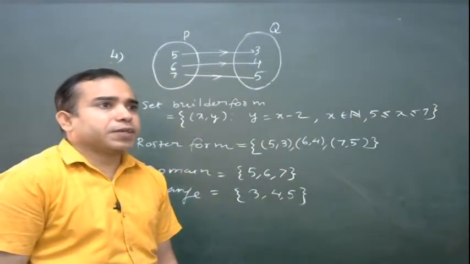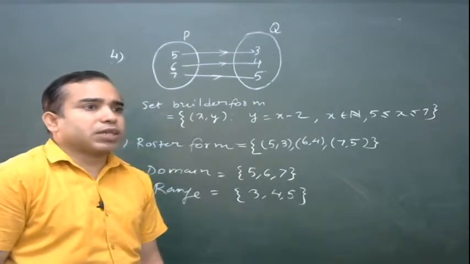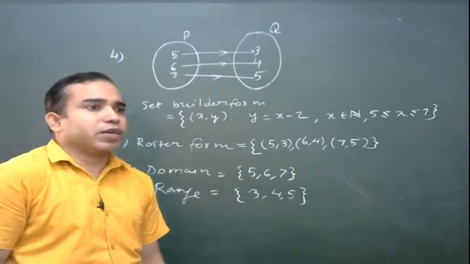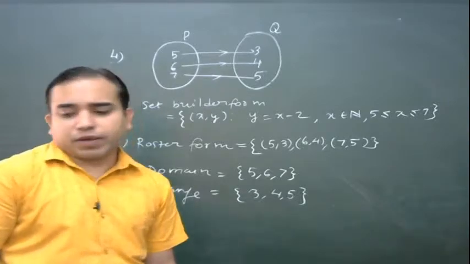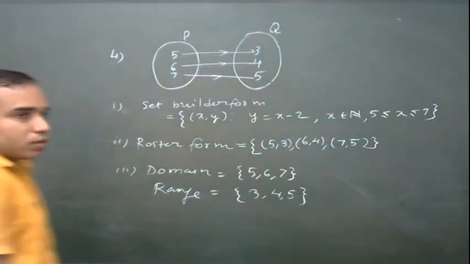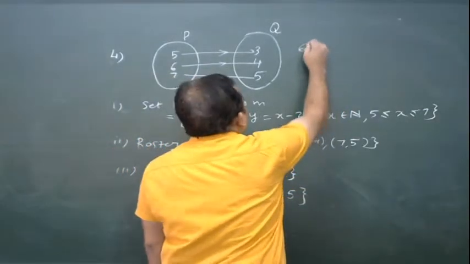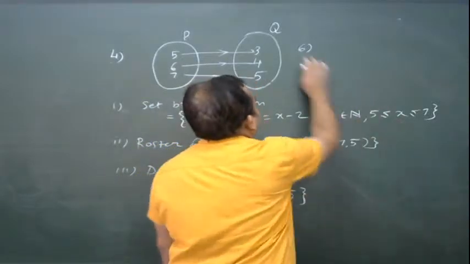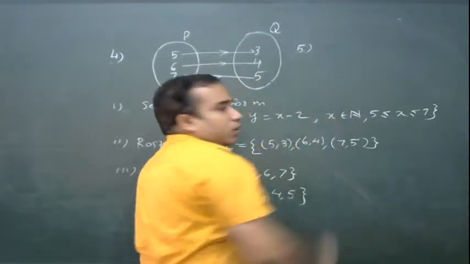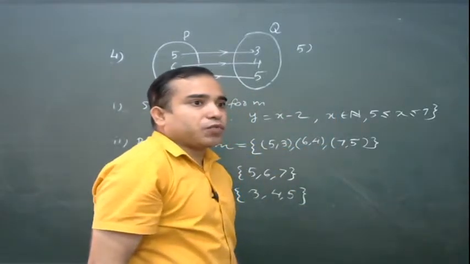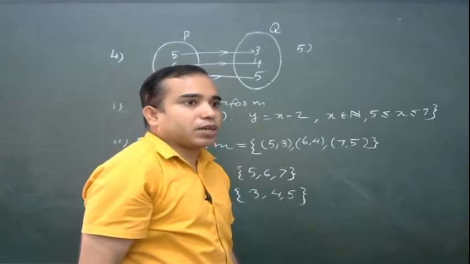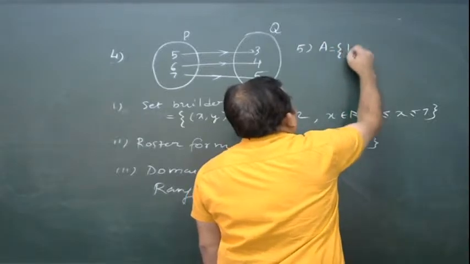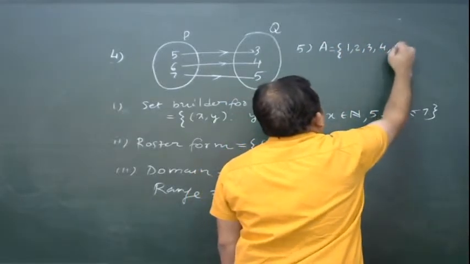Let us move ahead and see question number 6, that find out the domain and range for the relation given by (x, x plus 5). Sorry, 5th question. A is given as 1, 2, 3, 4, 6; 5 is not there.